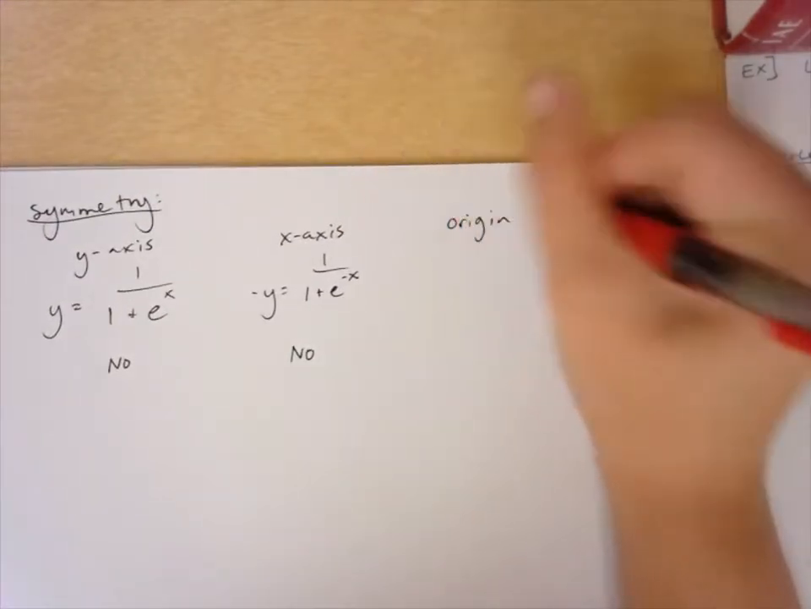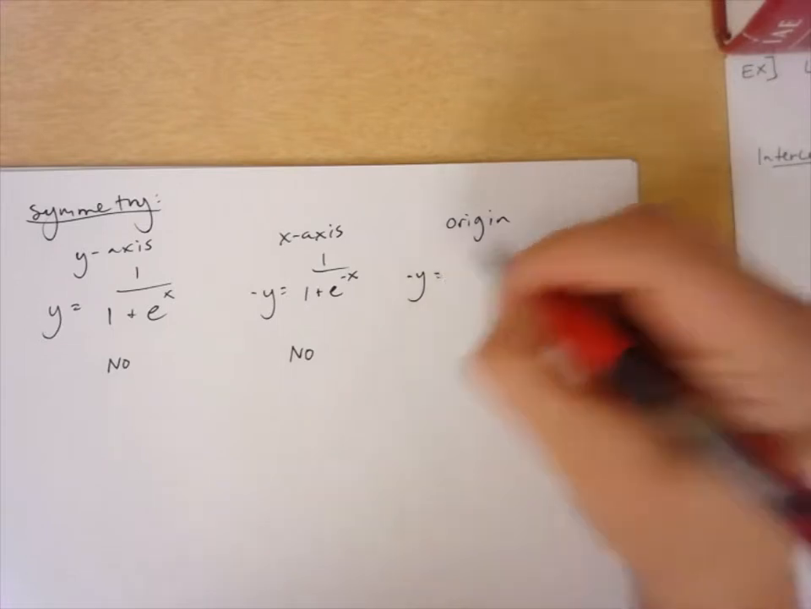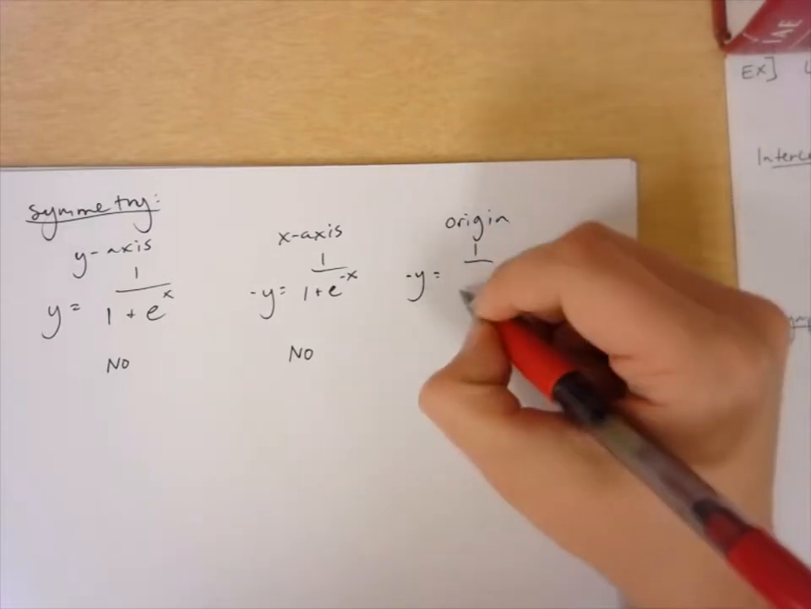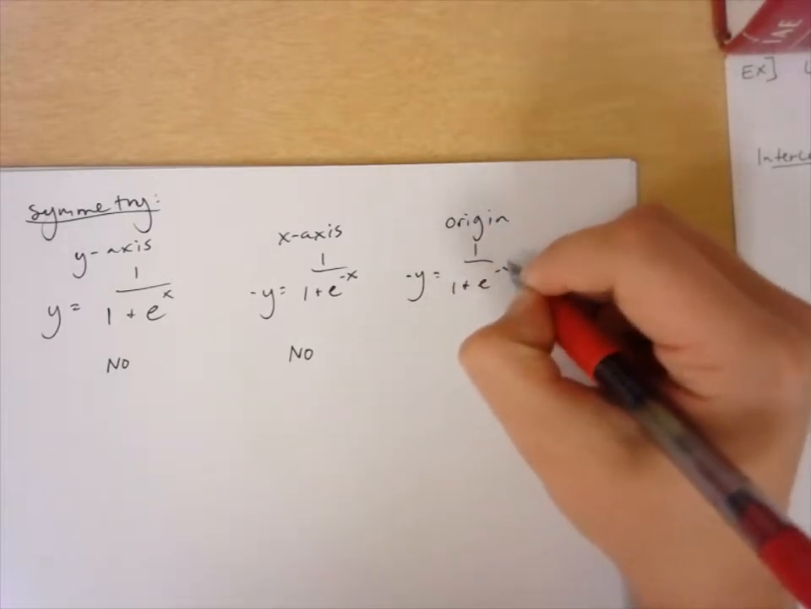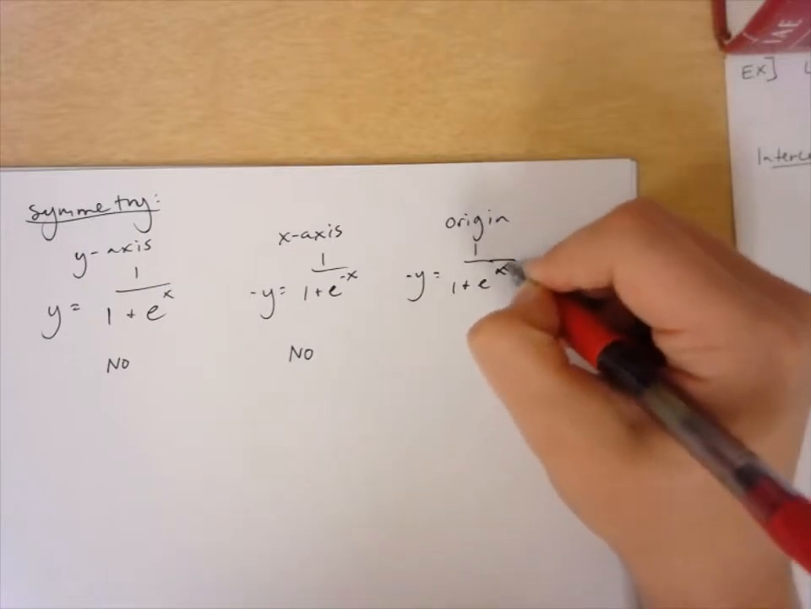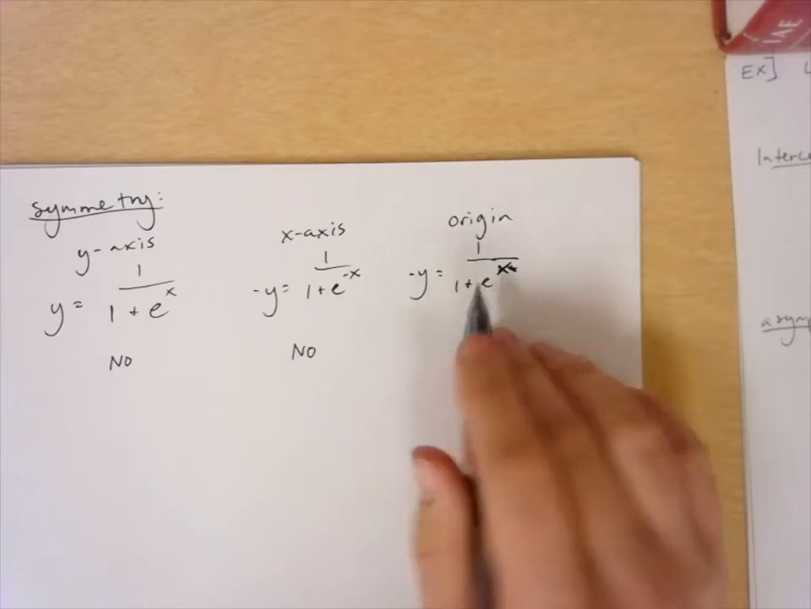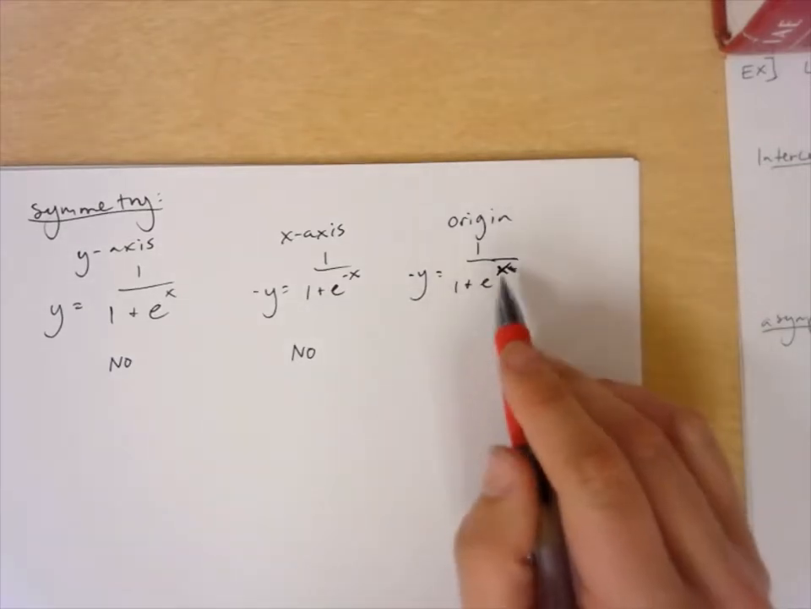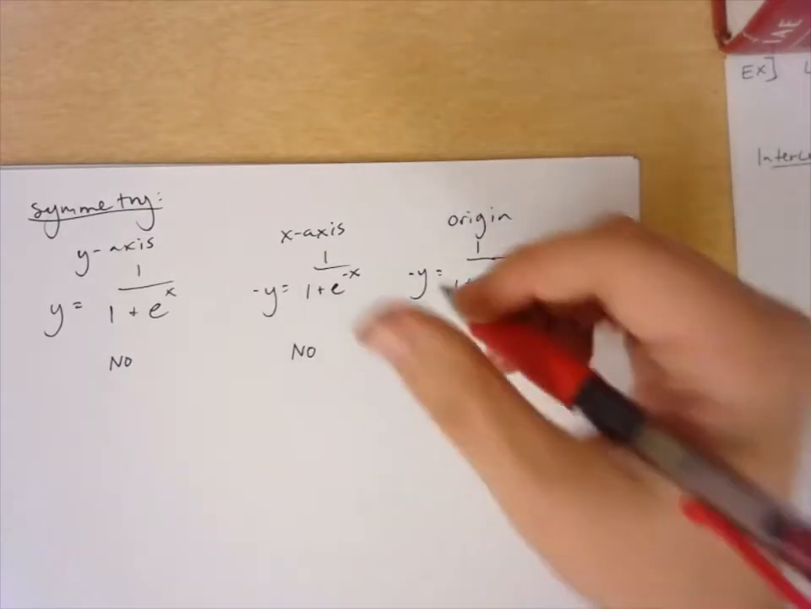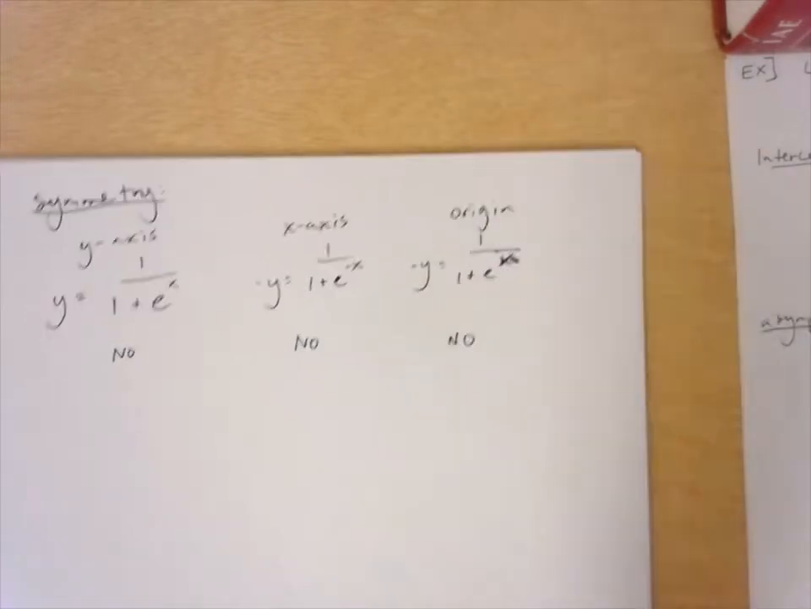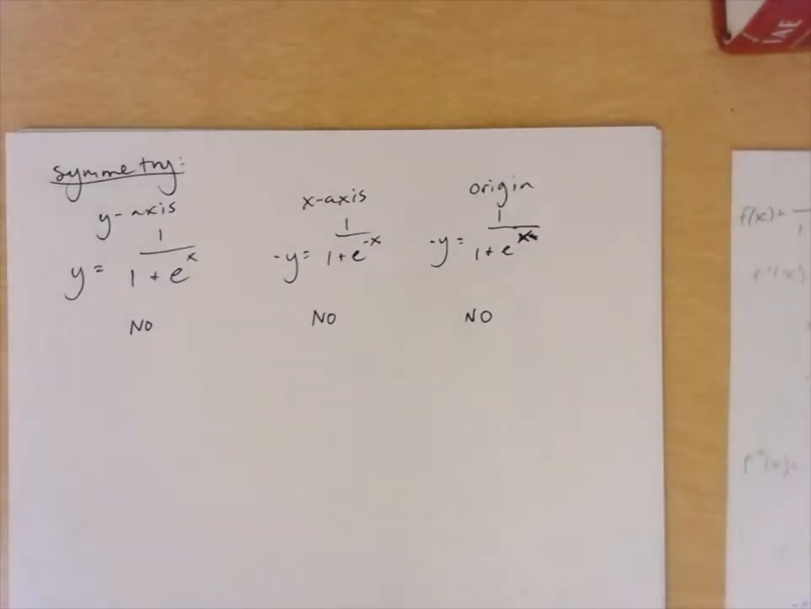My origin, let's try everything over again. Negative y, 1 over 1 plus e to the negative, positive x now. It's a positive x there. Okay. And again, fundamentally different. I don't have this going on anymore. It's just not the same. No. So I have no symmetry going on in my graph.